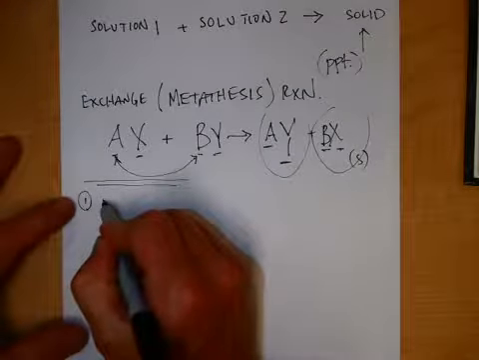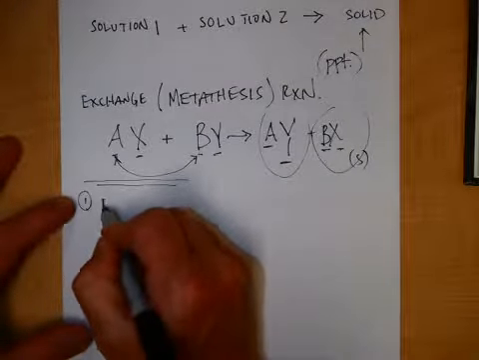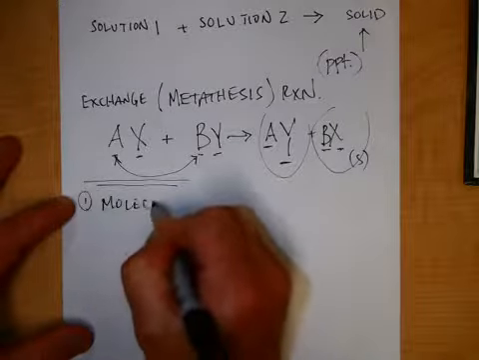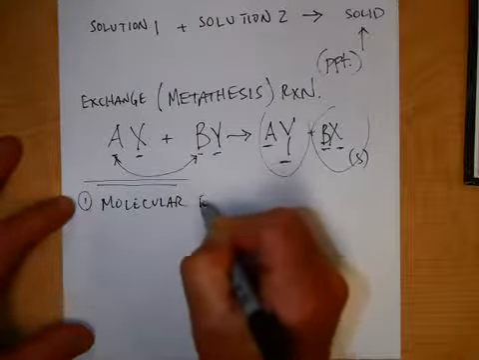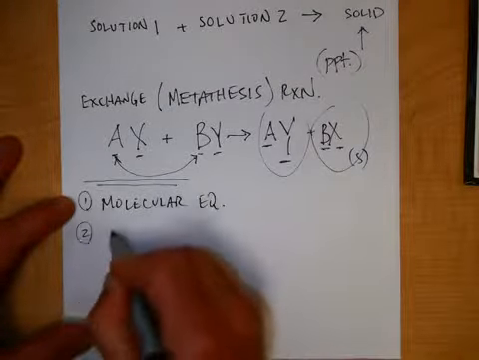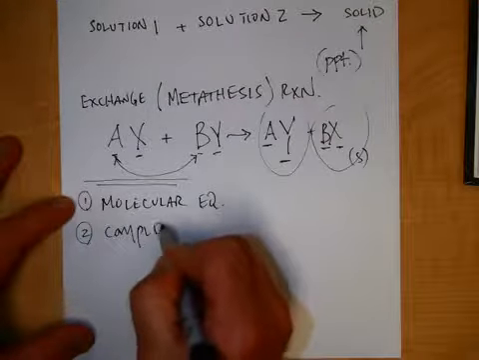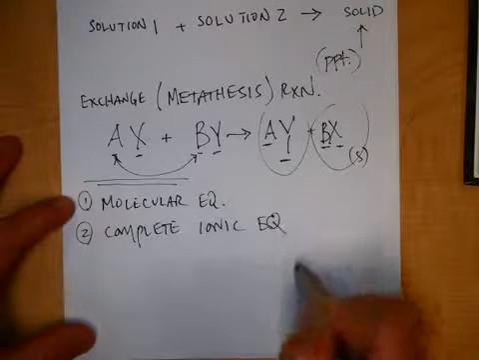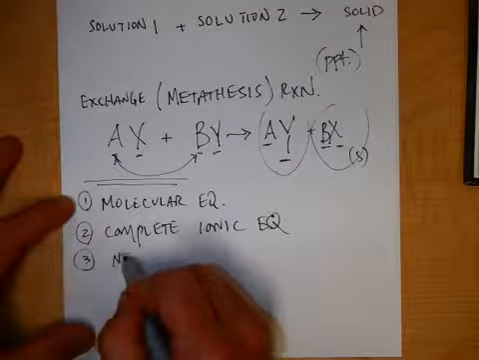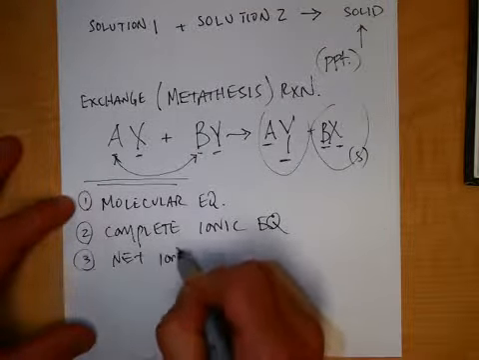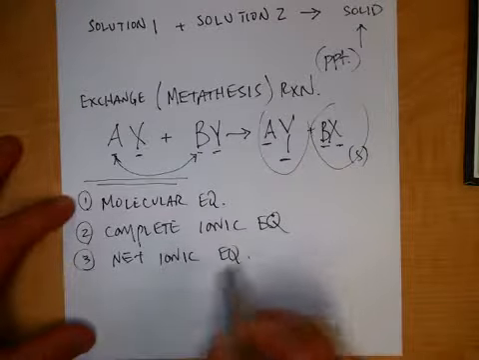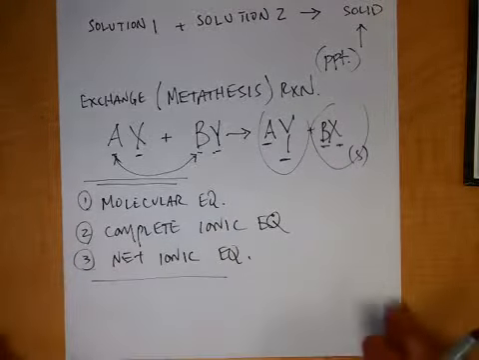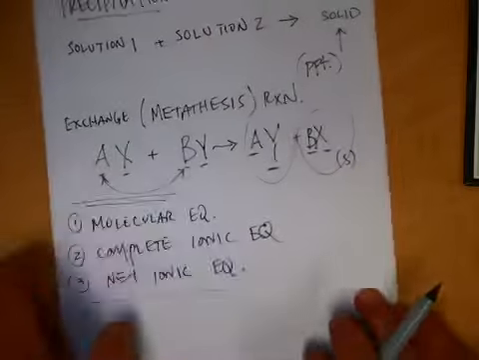Way number one is called a molecular equation. The second way is to write what's called the complete ionic equation. And the third way is called the net ionic equation. We'll learn how to write all three equations, and we'll use several examples for each one.